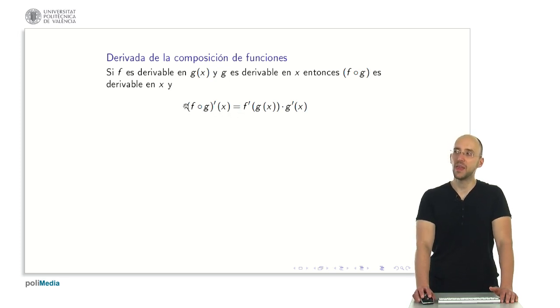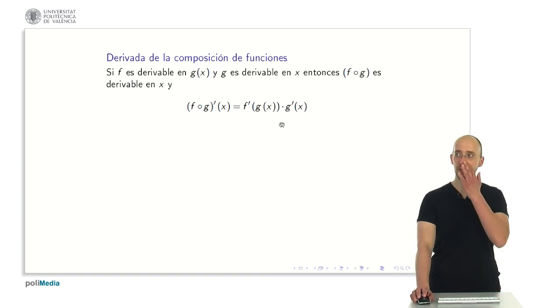According to this formula, the derivative of the composition is f prime acting on g of x times g prime of x, f prime acting on g of x without differentiation times g prime of x. How does this apply? Let's see an example.